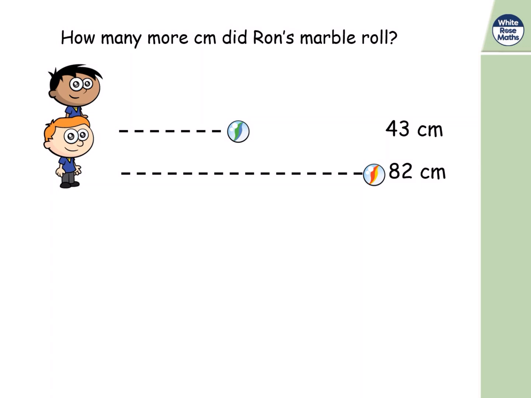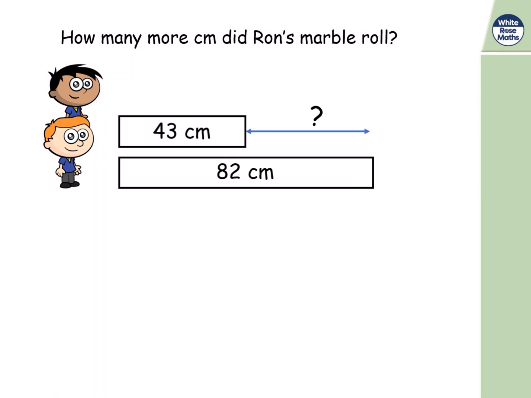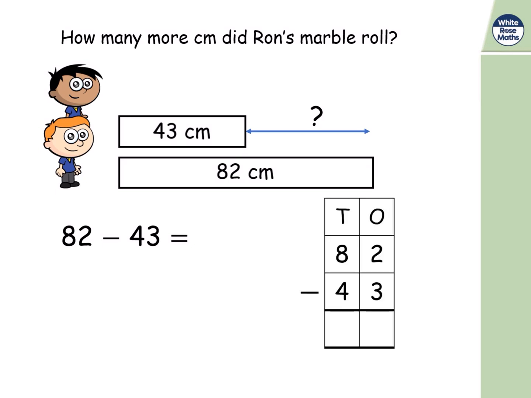I'm going to start off by representing their rolls with a bar. This should help me work out which calculation to do. I need to work out the difference, which is this gap here. So I can do a subtraction calculation. 82 subtract 43 should give me this gap.